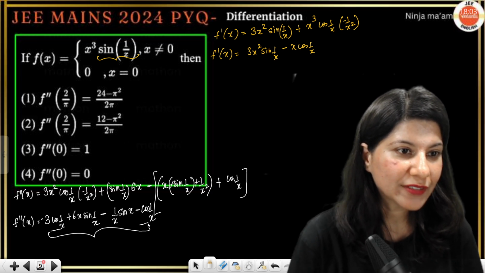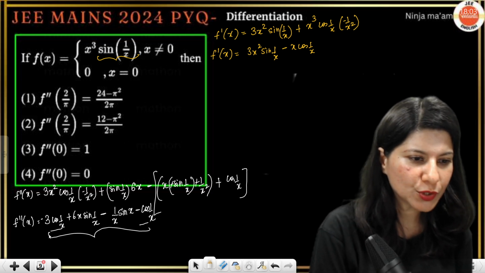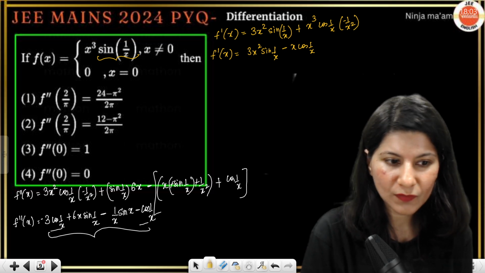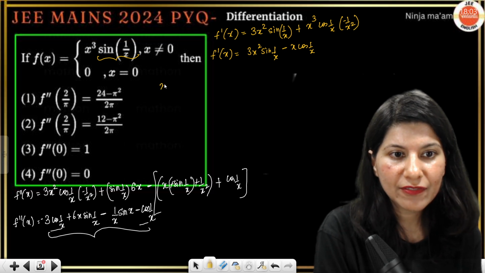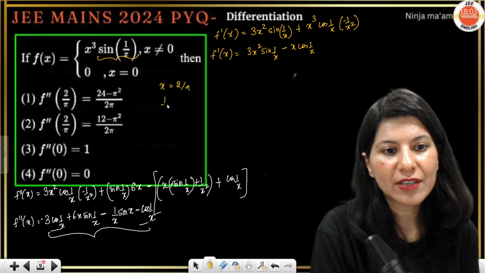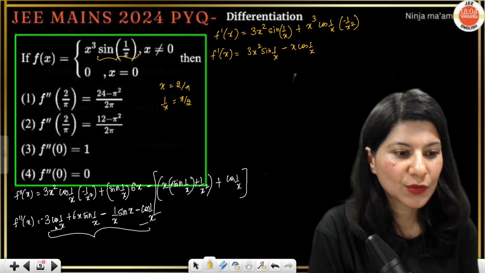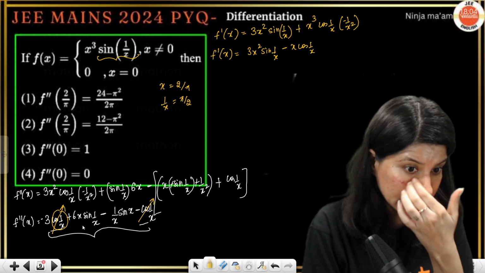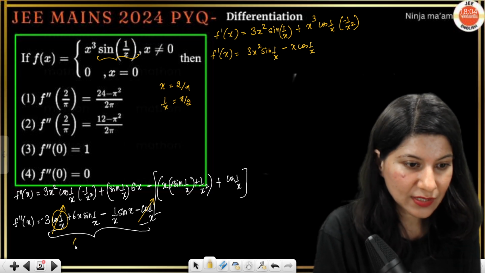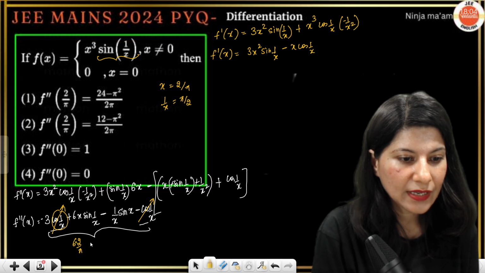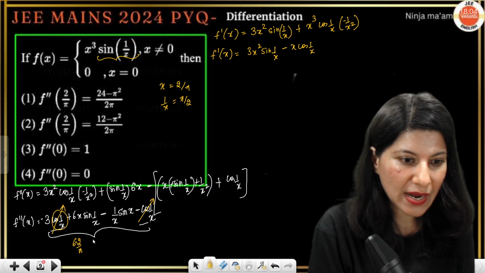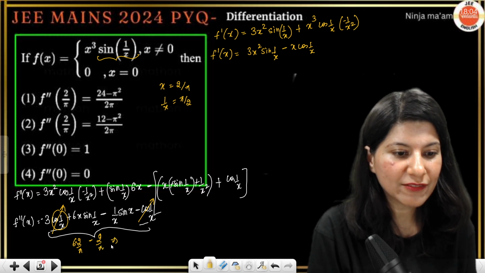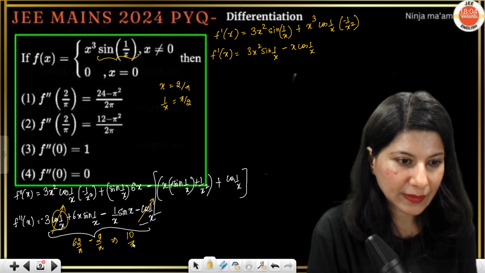Now you're looking for f double dash 2 by pi. Let's put 2 by pi. If you put 2 by pi over here, if x is 2 by pi, obviously 1 by x will become pi by 2. So cos pi by 2 is again 0, so these two terms are gone. Then 6x, so 6 times 2 by pi into sine 1 by x will be 1, minus, then this is 2 by pi again, that's it. So 12 minus 2, 10 by pi.